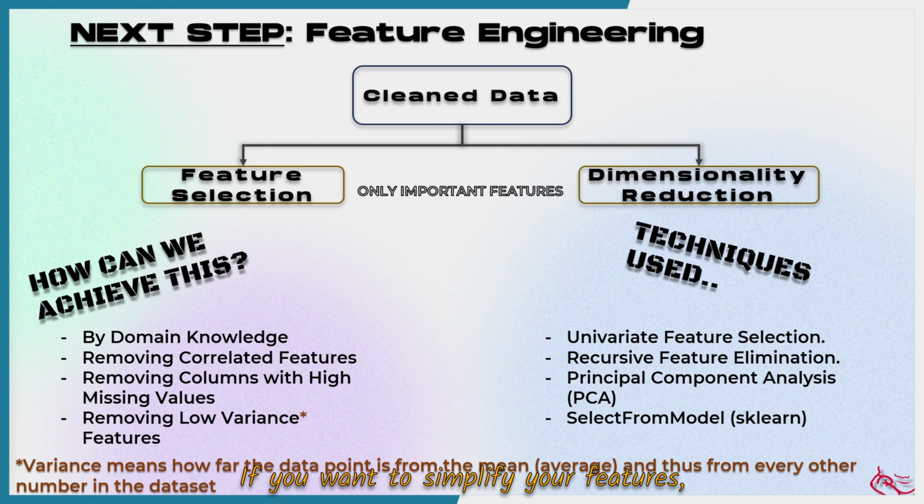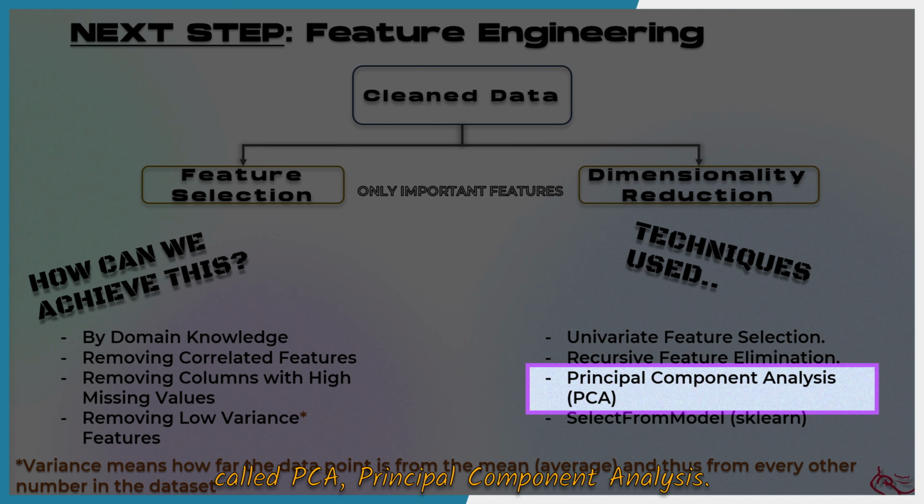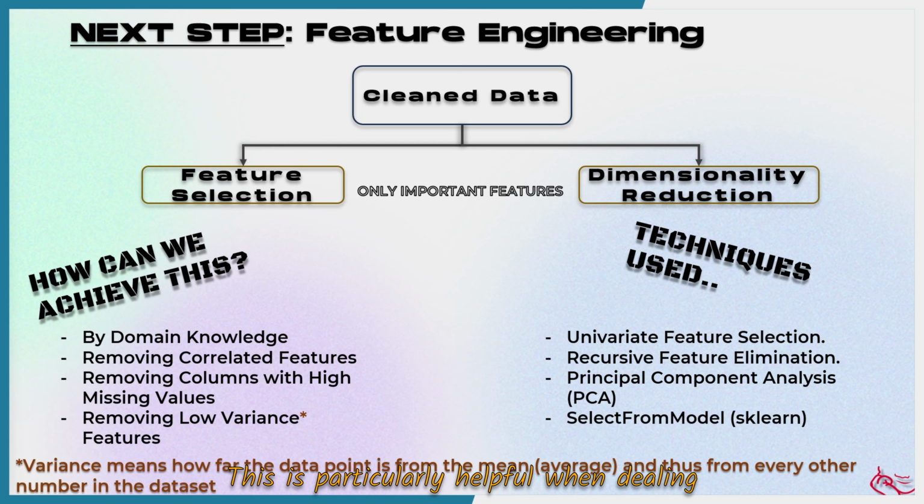If you want to simplify your features, you can utilize dimensionality reduction techniques. One of the most popular techniques is called PCA, Principal Component Analysis. This is particularly helpful when dealing with a lot of multicollinearity or if explaining predictors is not a top concern for you. Feature engineering can be a challenging topic. I will go into more details about it in later videos on dimensionality reduction. Once you have finished selecting your features and target, you can start building your model.